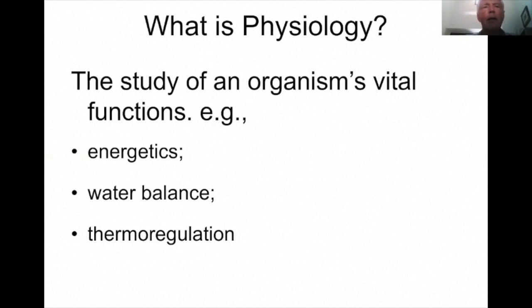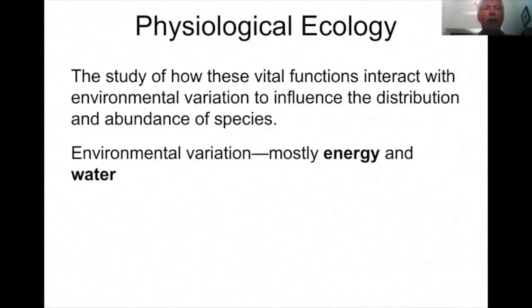And commonly in physiological ecology, those break out into 3 different bodies of interest or work. One is on energetics, the energy flow or the energy requirements of organisms, water and water balance, and thermoregulation, the regulation of body temperature. And these are all important dimensions to the distribution and abundance of species. So physiological ecology is simply the study of how these vital functions interact with environmental variation, in particular, heat or temperature on the one hand and water on the other, to influence the distribution and abundance of species.